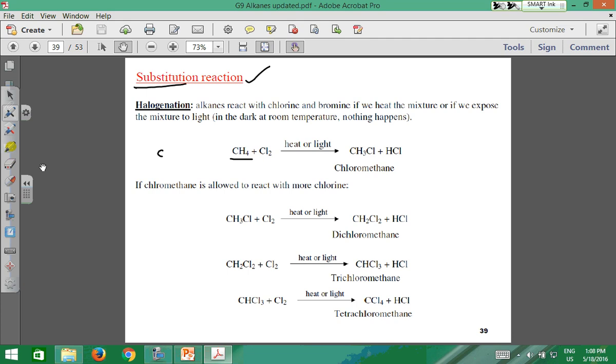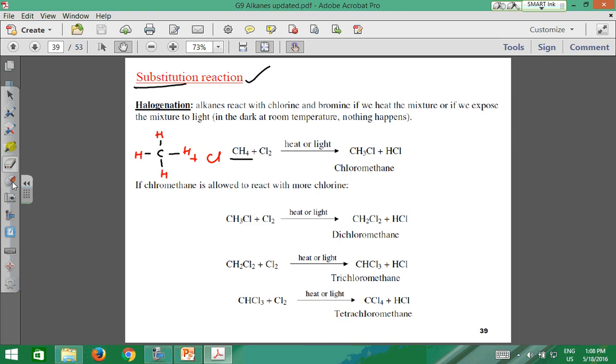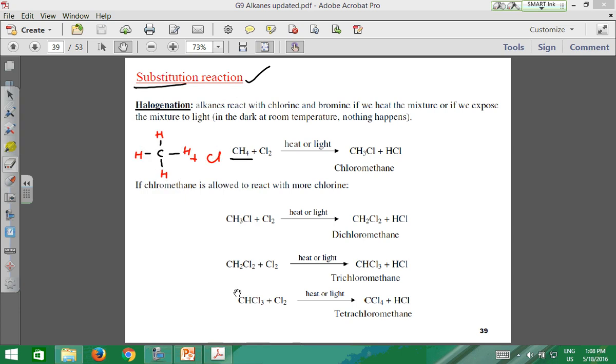For example, this methane is having 4 hydrogens here, and if it combines with chlorine, let me write this chlorine like this. Now, if I want to write this one in this way, here, instead of this, I write Cl-Cl.